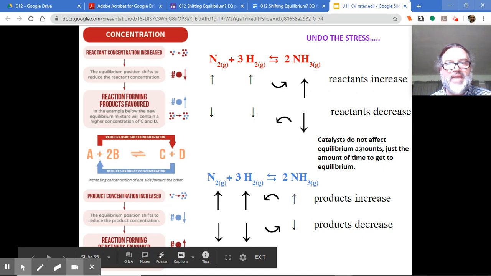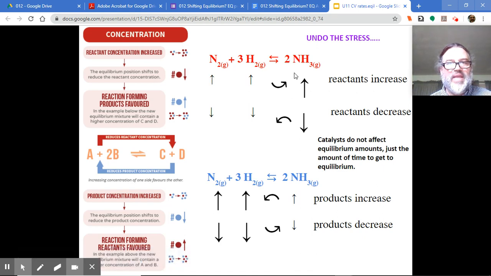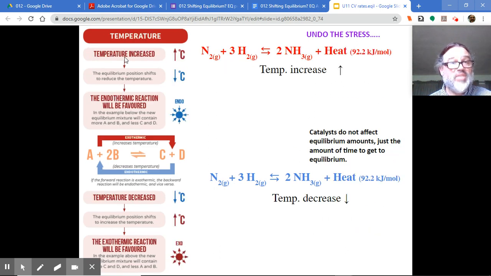Hey, note this, catalysts do not affect equilibrium amounts. If I added a catalyst to this system, nothing would happen. The amounts wouldn't change, it would just get there quicker. A catalyst just makes the rate go faster. It won't change the amount of reactants and products, like these stresses of concentration, temperature, or pressure.